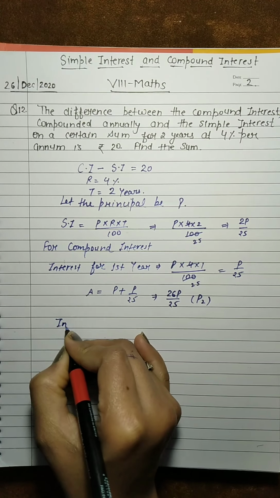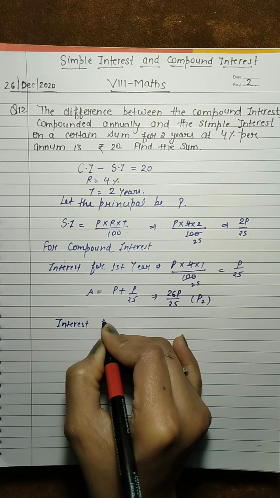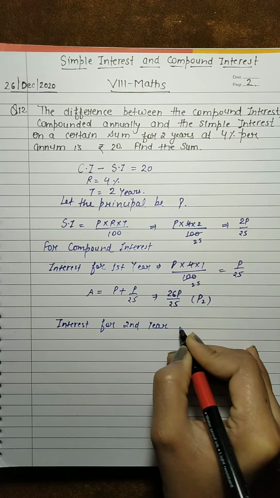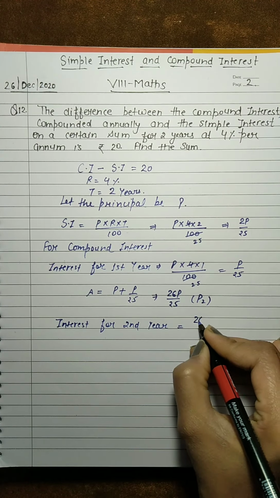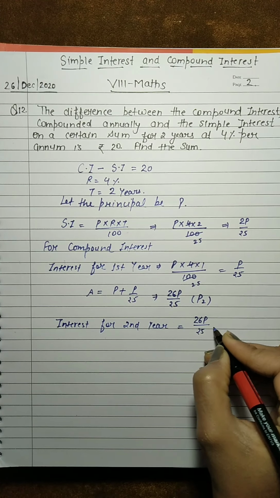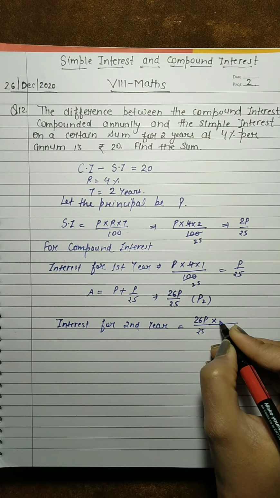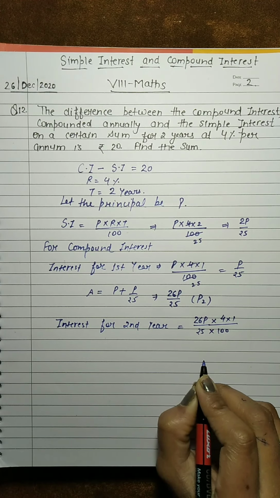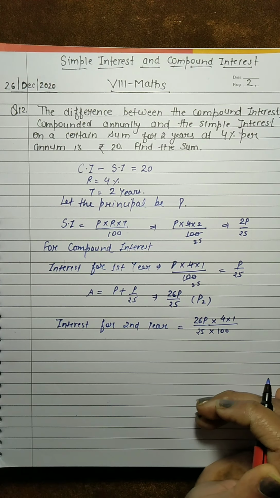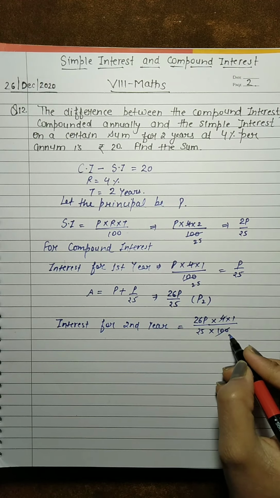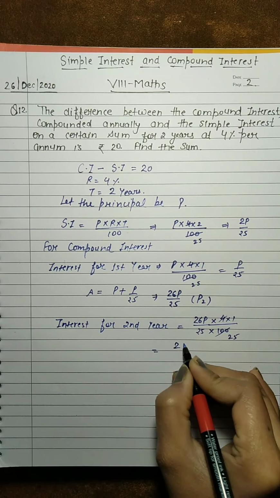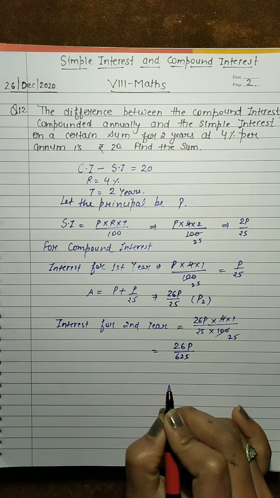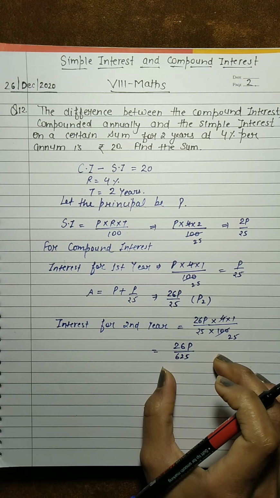Okay, now interest for second year, that will be P, that means 26P upon 25 and into R, R is here 4 and time will be 1 and upon 100. Okay, मैंने direct इसे denominator में लिख दिया. Okay student, so आप इसे कट कर दीजिए 25 times. So we have 26P upon 25 into 25, that will be 625. Okay, so that is the interest for second year.